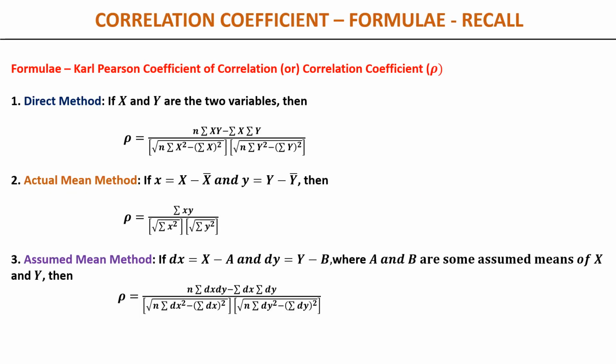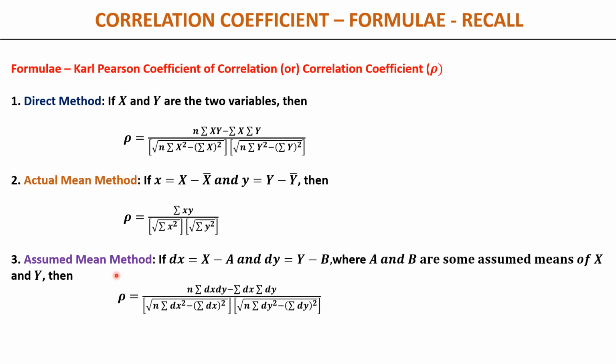So let's first recall the three formulae, starting with the direct method, where if we are given two variables x and y, this is the formula to calculate the correlation coefficient. And if the actual mean method is required, we calculate the deviations of x and y from the actual mean that we calculate. The mean of x and the mean of y are represented by x bar and y bar. We first calculate that, then take the deviations of x and y, we call them small x and small y, and then declare the formula for correlation coefficient this way.